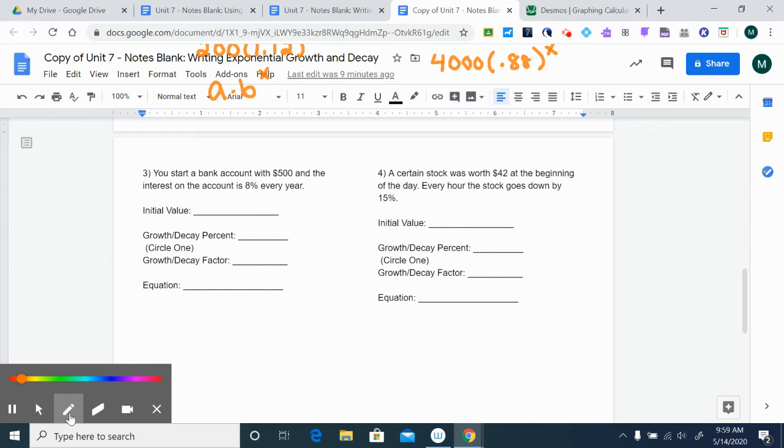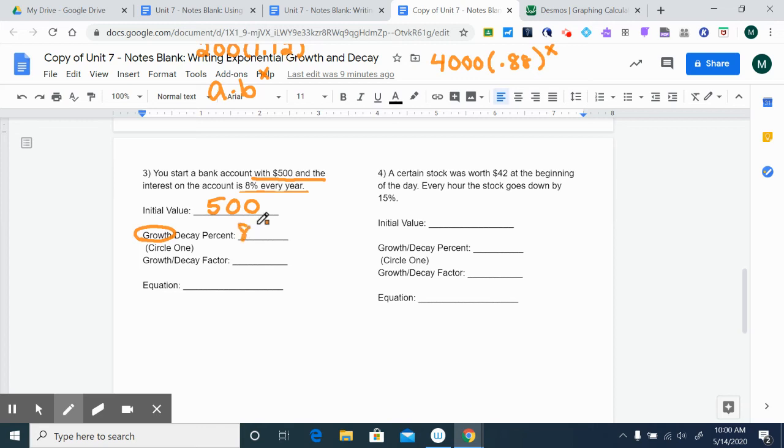Alrighty, so we start a bank account with $500, and the interest on the account is 8% every year. So we're starting off with $500. Now, interest is going to be added to your money every year, so that's going to be a growth. It doesn't necessarily have one of our words that we're used to thinking of, but it is a growth model, since usually interest with your bank account, you add to your original every year.